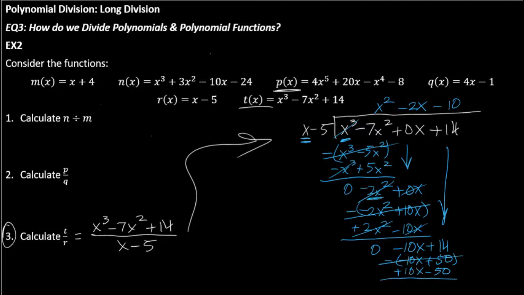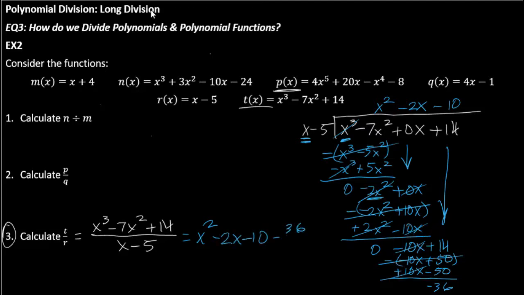Scratch this guy out. And brain fart, 50 minus 14. What's that going to give me? 36. So negative 36 minus 10x plus 10x. So I have a remainder of negative 36. So my answer here to this rational expression is going to be x squared minus 2x minus 10 minus 36 over x minus 5.